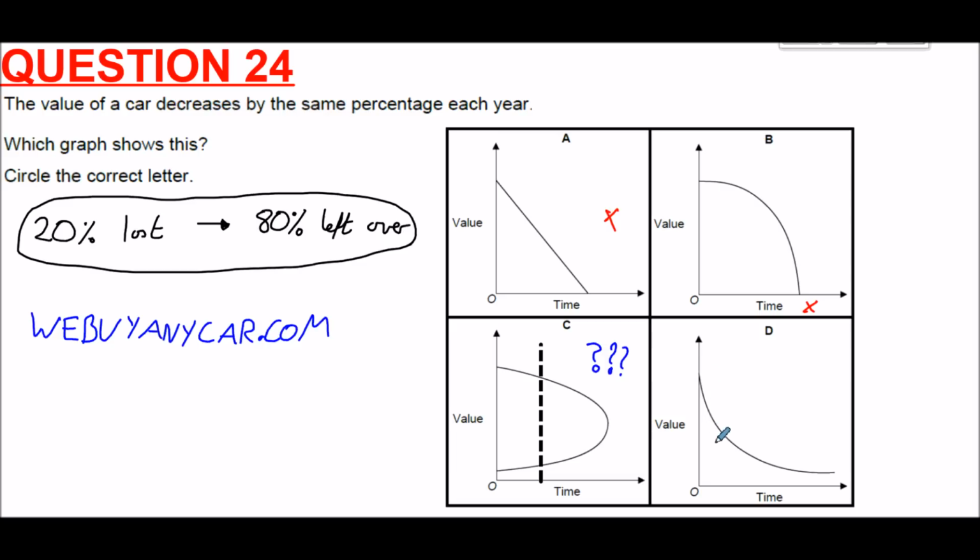So the value will keep decreasing and decreasing, but it will never quite touch 0. Because a car's always worth something, even if it's a matter of a couple of quid or 100 quid or whatever, even if it's just scrap metal. So we'd have to circle D. It's always going to be worth something, so we can eliminate A and B. C is just bizarre. It's got to be D we circle.